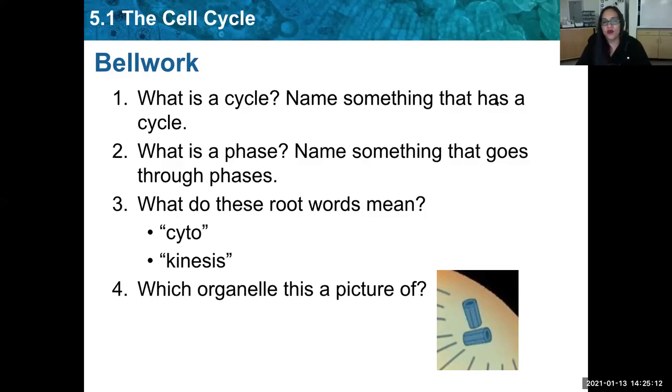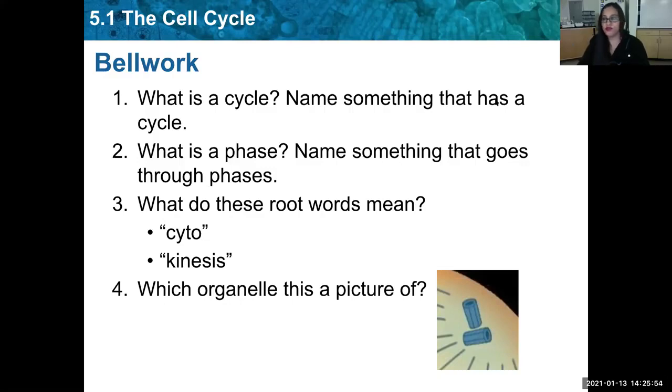All right, next question. What is a phase? And can you guys name something that goes through phases? Anybody? Part of a cycle, good. A phase is like a step or part of a cycle. Can you guys think of anything that goes through phases? Moon goes through phases. Good, Angelina. You guys can look up at the sky and see the moon in different phases at different times of the month.